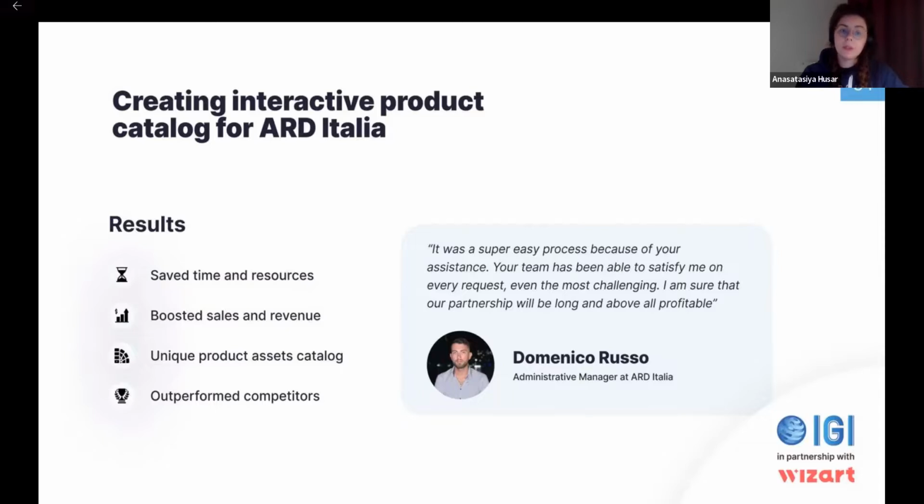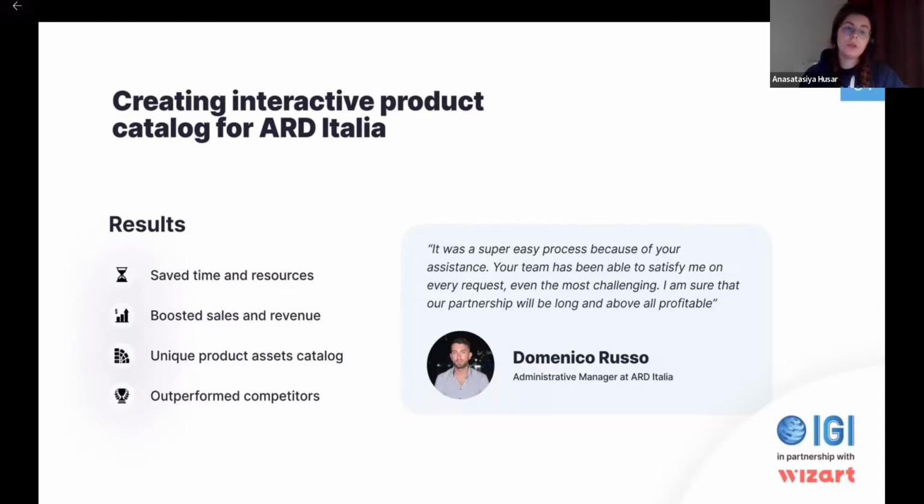And of course, the main result they noticed is that this quality, rich content which we prepared for them, the videos, the images, the graphics, it actually helped them to boost their sales. In fact, they managed to reach out to a wider audience, and their customers found the way they presented these leather wall panels very interesting, engaging, and informative. So basically, they got a very unique catalog that helped them to outmatch their competitors. This was very important for them too.